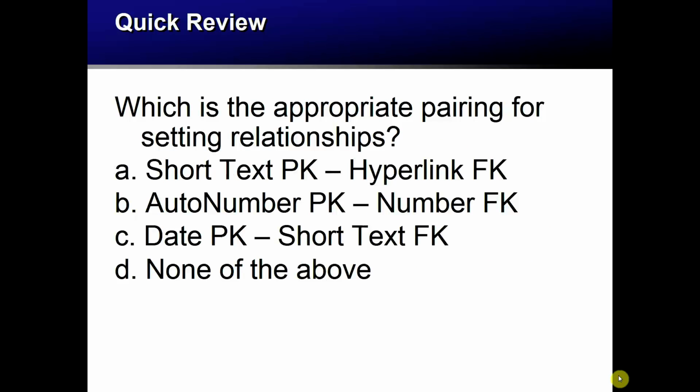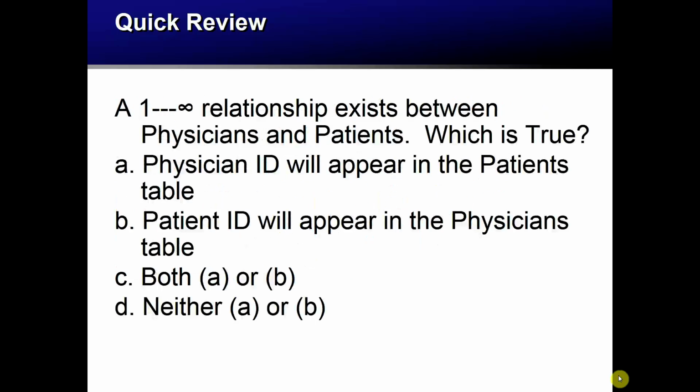All right, so quick review. What would be the appropriate pairing for setting these relationships? The correct answer would be letter B. When you have an auto number primary key, it should be linked to a number data type foreign key. Remember, you never set auto number to another auto number. It's always auto number primary key to a number foreign key.